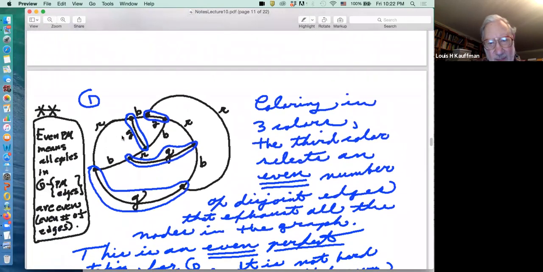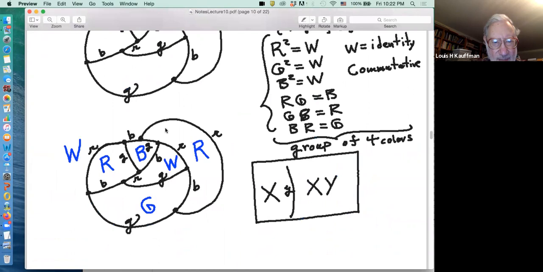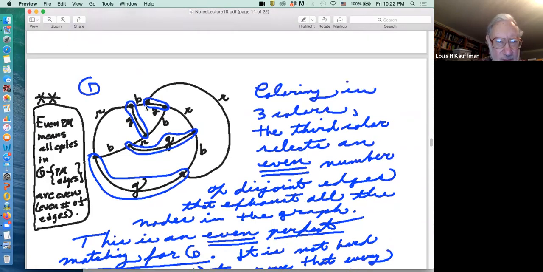Now, another thing about a coloring, this is the same coloring that I had here, is that you could choose one of the colors and mark those edges. That's what I've done. I marked the green edges. And the result of marking the green edges is that I get a collection of edges that are disjoint and take all the nodes in the graph, and that is called a perfect matching.